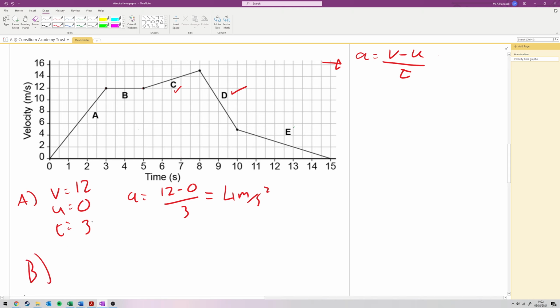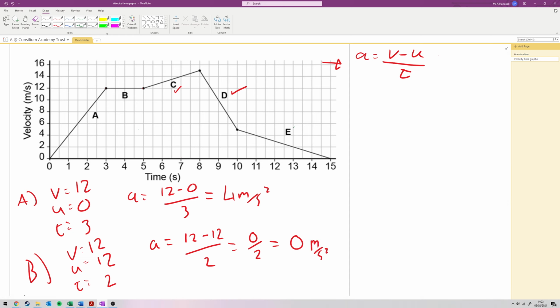B. B should be nice and easy because the velocity doesn't change, so the acceleration should equal 0. But let's check. v, u, t. The initial velocity was 12, and the final velocity is 12. Time taken is 2 seconds. So let's put it in. Acceleration equals 12 minus 12 divided by 2, which equals 0 divided by 2. 0 divided by anything equals 0. So there you go. You've got an acceleration of 0. That means that the speed remains constant.